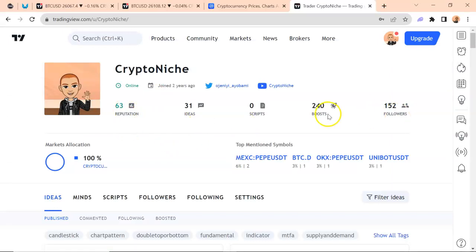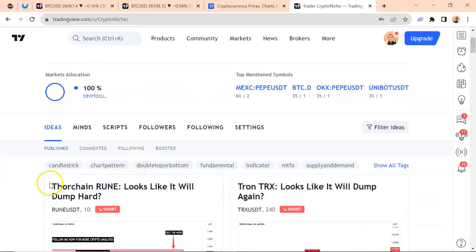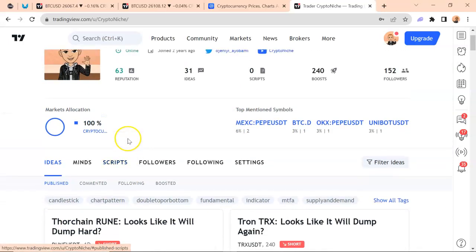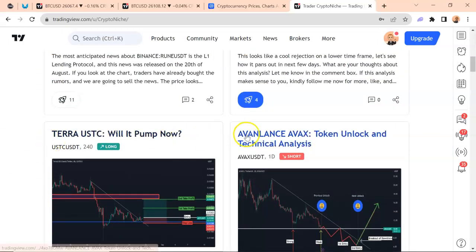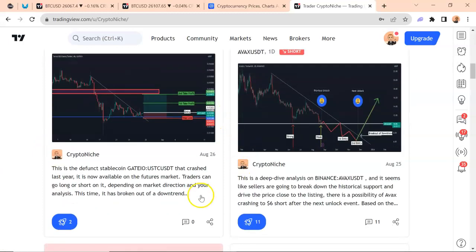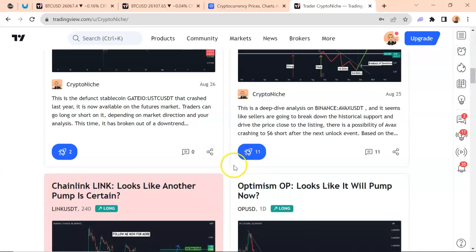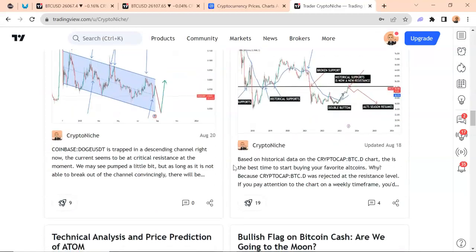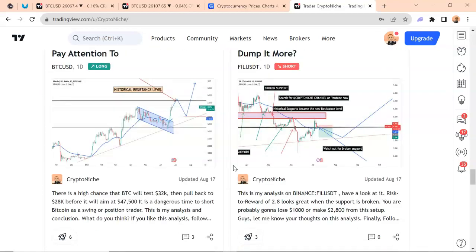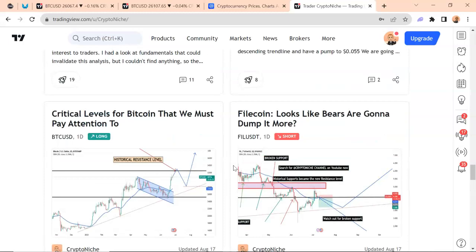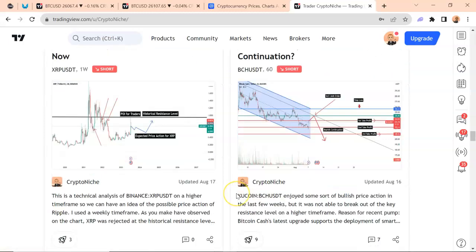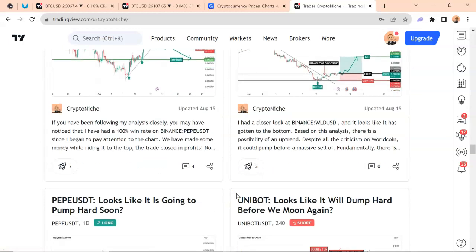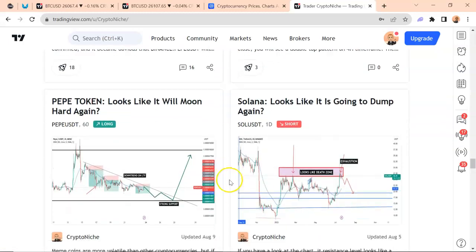I just started posting my ideas on TradingView not long ago, even though I've had the account for almost 3 years now. If you scroll down more, we're going to see one of the analyses that I did on Bitcoin. Let me check. I'm going to scroll down.